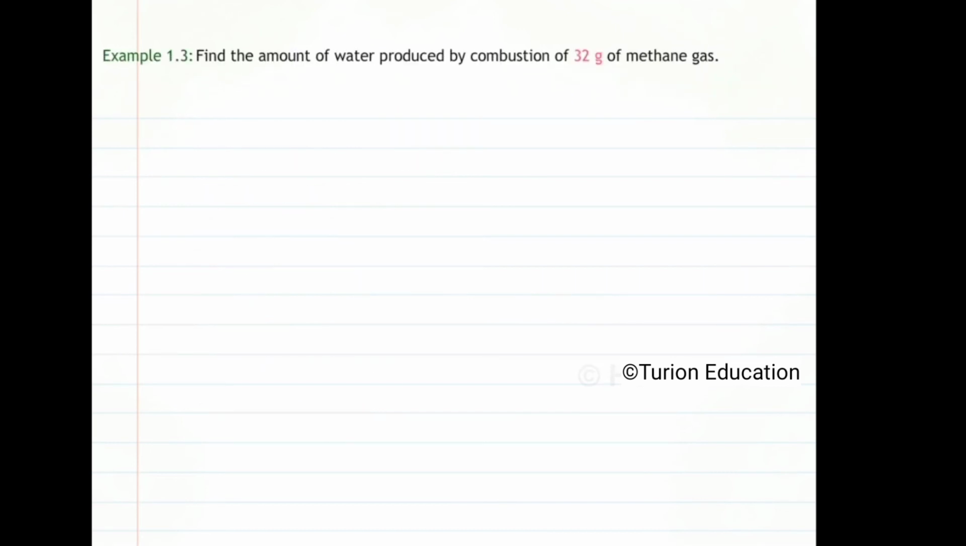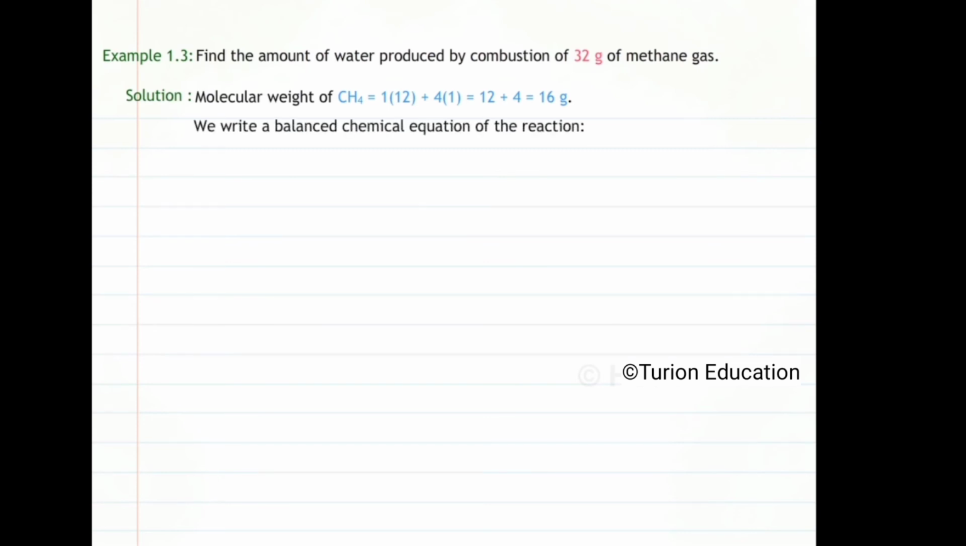Example 1.3. Find the amount of water produced by combustion of 32 grams of methane gas. Solution. Molecular weight of CH4 equals 1 × 12 + 4 × 1 = 12 + 4 = 16 grams. We write a balanced chemical equation of the reaction. CH4 gas + 2O2 gas gives CO2 gas + 2H2O gas.